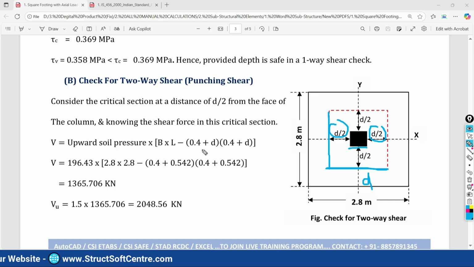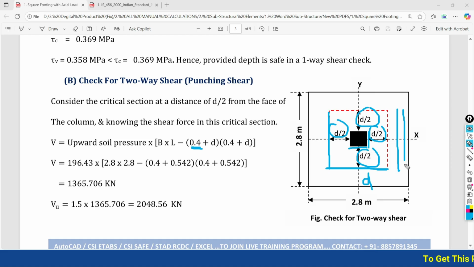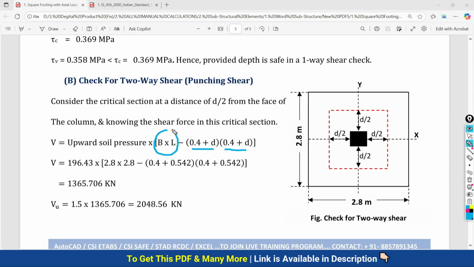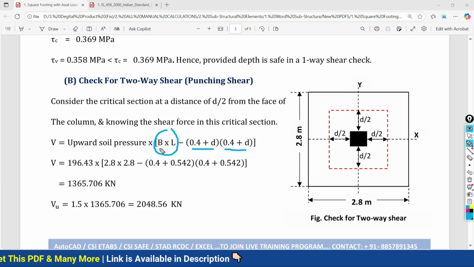So D plus side of the column is 0.4, and likewise for this direction D by 2 going to become D plus this side of the column is going to become total span of this shaded area. So again 0.4 plus D, 0.4 plus D, because the sides are same, and this is the total area, total size B into length, width of the footing, length of the footing.